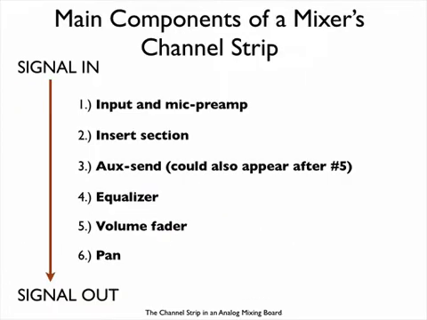In general, the signal flow through a mixer's channel strip hits these main components: input and mic preamp, insert section, aux sends, equalizer, volume fader, and pan. Though these components might not appear in this order in the channel strip, each of these components are there on the board somewhere, so you know to look for them.